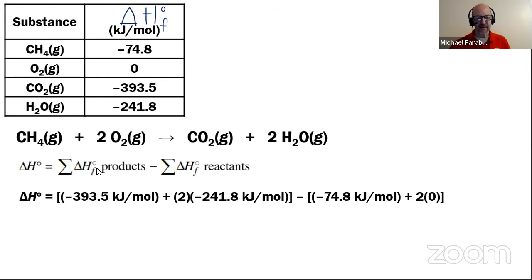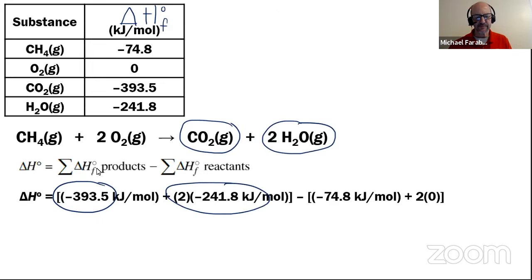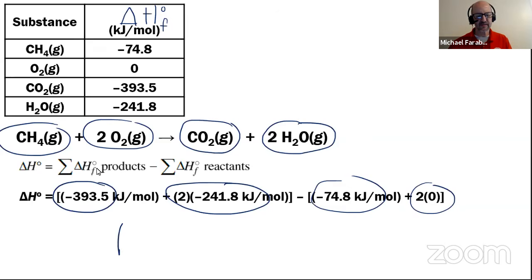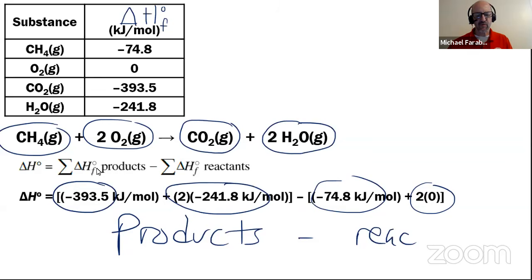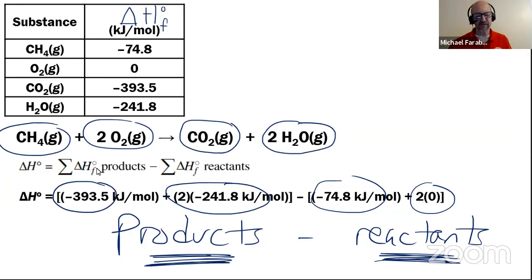I'm doing products minus reactants. So CO2 is right there. There are 2 moles of water vapor, so I've got that. And then minus the reactants, I have the CH4, which is right here. And then since oxygen happens to be by definition an element, which is 0, then I really just have 2 times 0 over here. So that's products minus reactants. Again, this is not about bonds broken minus bonds formed. This is about the delta H of formation for the products minus the delta H of formation for the reactants.